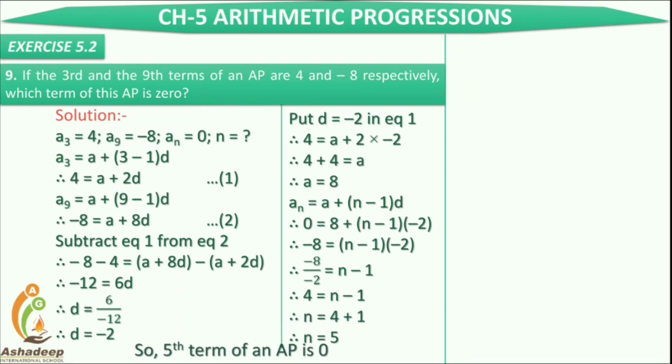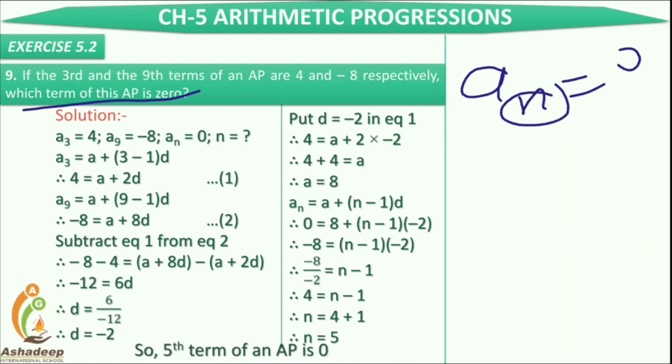यहाँ पर ये ध्यान रखना है कि भाई यहाँ पे पूछा क्या है, which term of an AP is 0. That simply means an is equal to 0 because we don't know the n, right. So that is why here it asks which term, it simply means an.